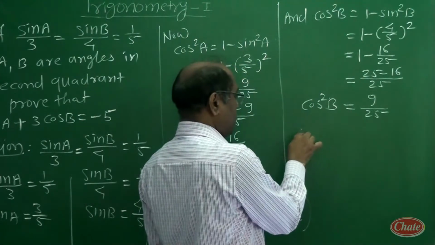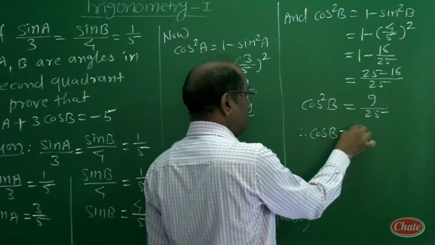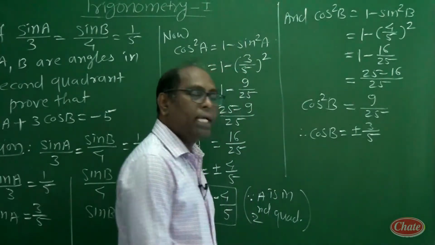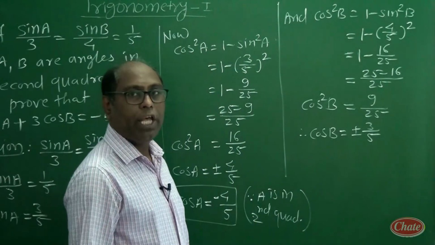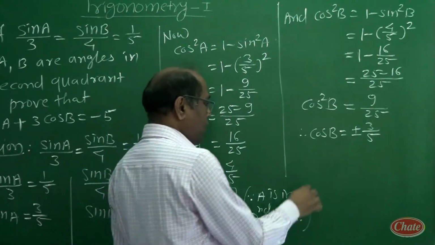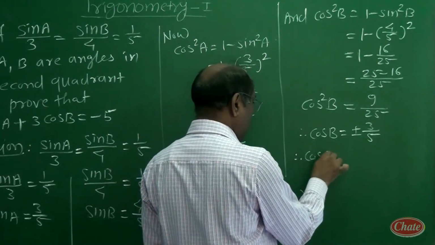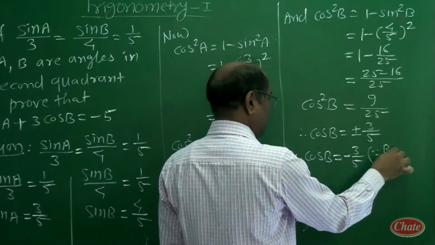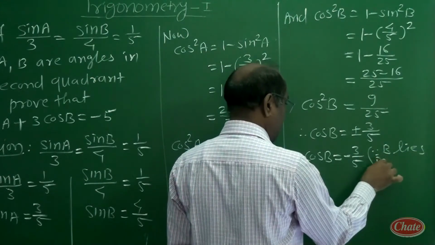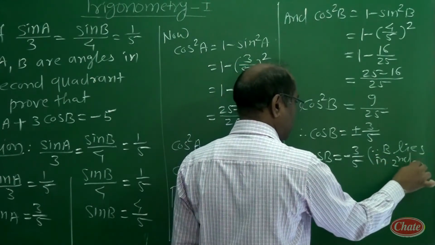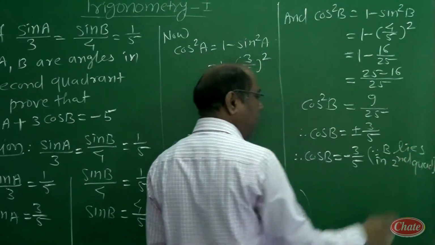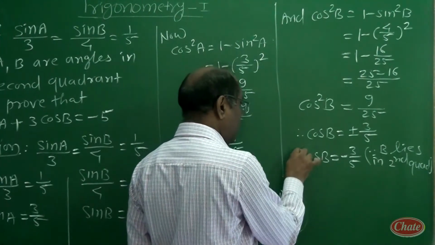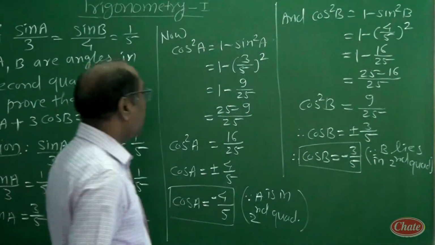So what is cos B? So cos B is equal to plus or minus 3 by 5. Now here B lies in the second quadrant, as given in the question: A and B are in the second quadrant. In the second quadrant cos is negative. So therefore cos B is equal to minus 3 by 5, since angle B lies in the second quadrant.